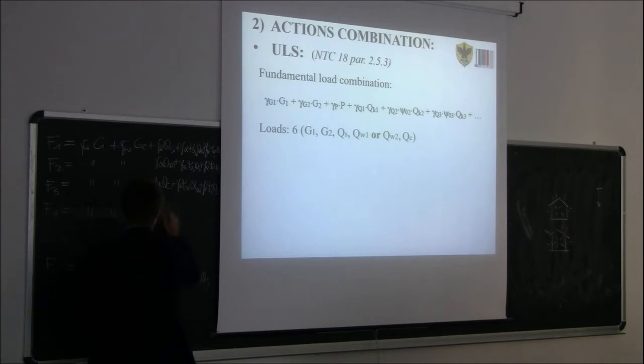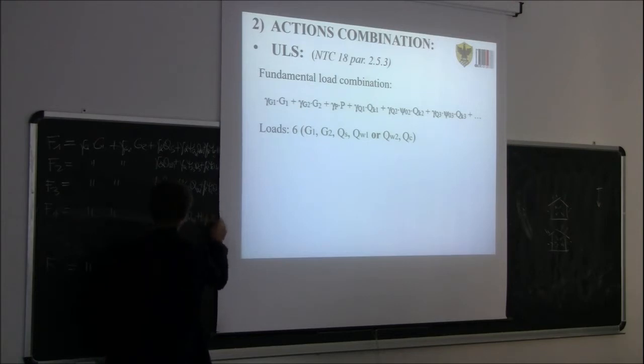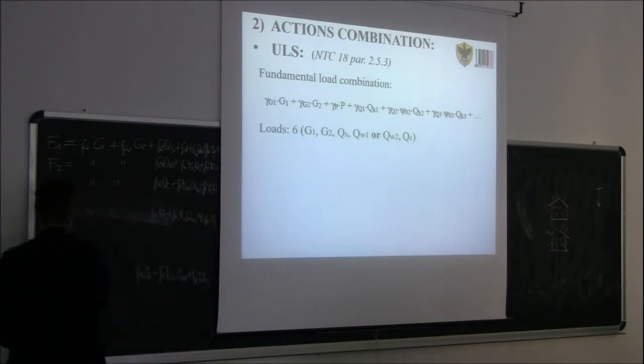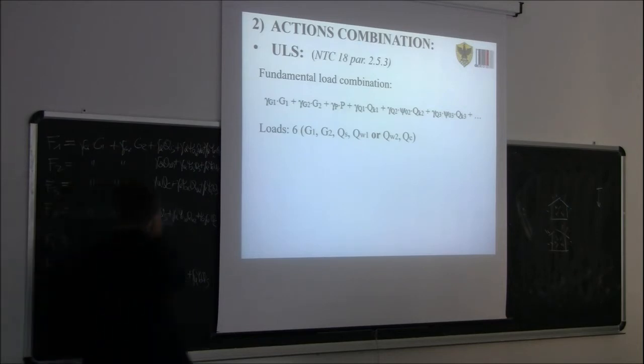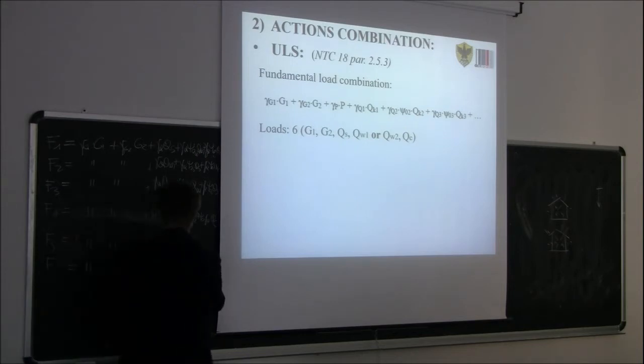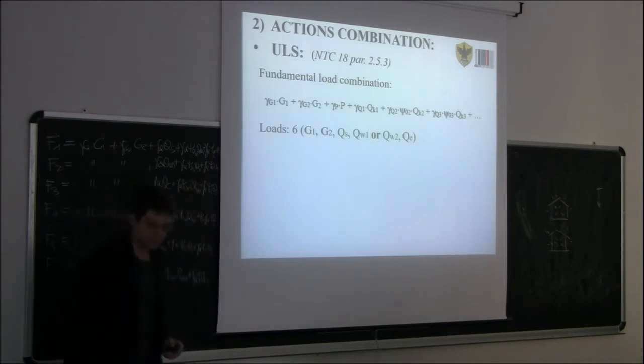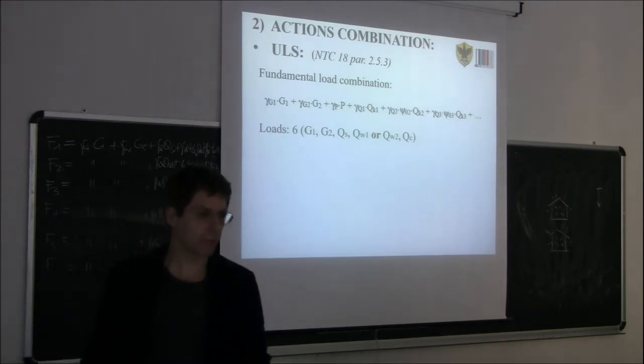So gamma Q QS plus gamma Q, here we put psi 0 W QW2 plus psi 0 gamma Q QC, and then F5. Still miss gamma Q QW2 plus gamma Q psi 0 S QS plus gamma Q psi 0 C QC. Okay? So 6 load combinations.